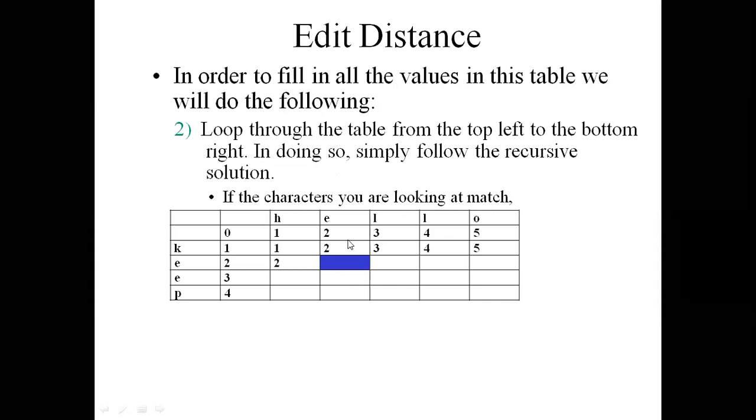If the characters you are looking at match, then just bring down the up and left values. Suppose this one, E and E, both the characters we are looking at match. That means both E and E are the same. Just check it here. This one is E, this one is also E. Both the row and column are E. Both are matched. Then in that case, simply take the diagonal value, that is 1. You can place it here.